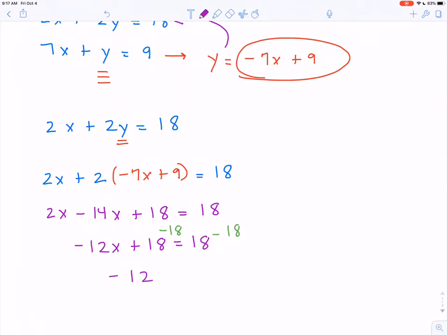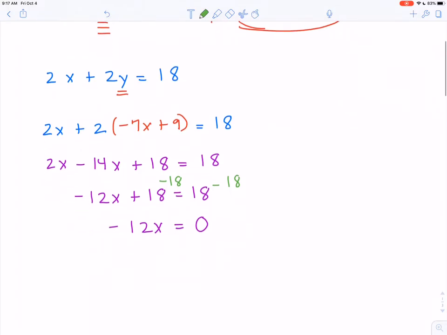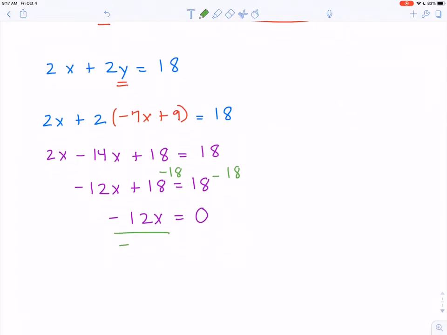That's going to give me negative 12x is equal to 0. And then to get x by itself, I'm going to divide both sides by that coefficient. And that's going to tell me that x is equal to 0. Now, that's only half of my solution, right? A system of equations, you need a solution for x and you need a solution for y. And that's why it typically says to write your answer as an ordered pair.